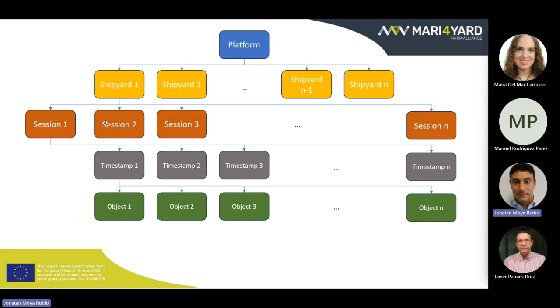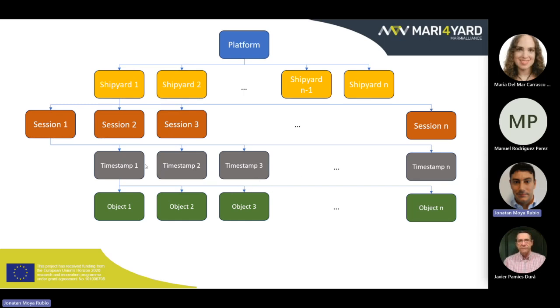For example, if you are planning the building of a fishing ship, you can store that planning into one session, so you don't lose the data. You can make parallel sessions for the same ship or for different ships. Inside the sessions, there will be several timestamps, and this corresponds to the same project or the same build, in different moments of time. That's why we call that timestamps.